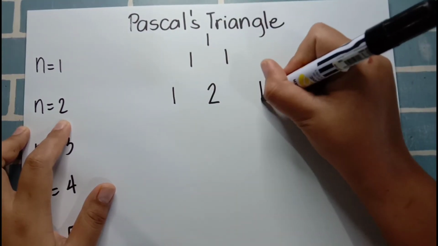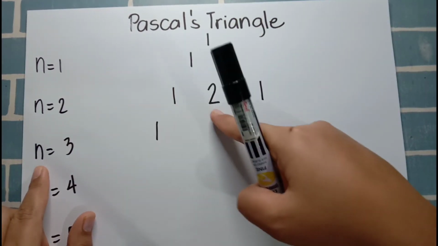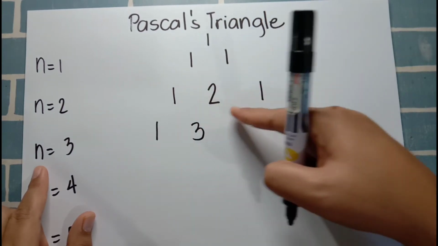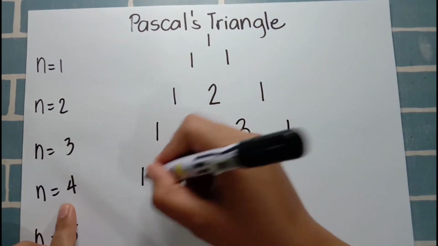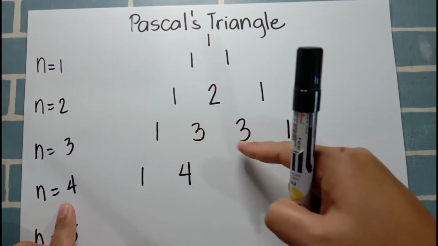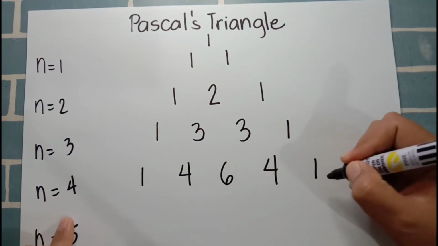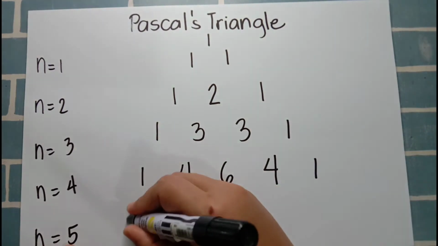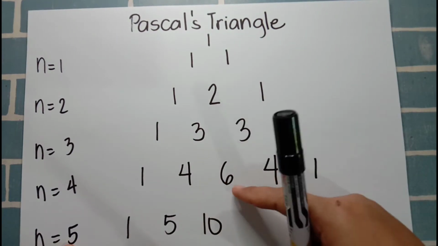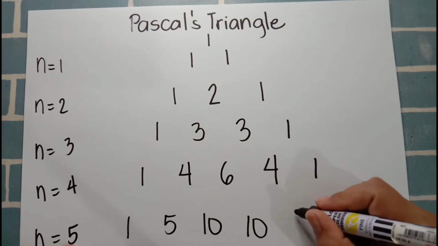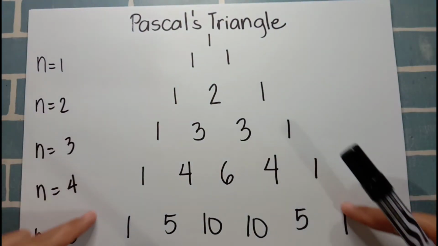When the exponent is 2, it will have 1, 1 plus 1 is 2, and 1. So 1 on the sides, 1 plus 2 is 3, 2 plus 1 is 3, and then 1. If the binomial has an exponent of 4, 1 plus 3 is 4, 3 plus 3 is 6, 3 plus 1 is 4, and we have 1. Next, if the degree is 5, we write 1 first, then 1 plus 4 is 5, 4 plus 6 is 10, 6 plus 4 is 10, 4 plus 1 is 5, and 1. As you can see, it forms a triangular array of numbers.